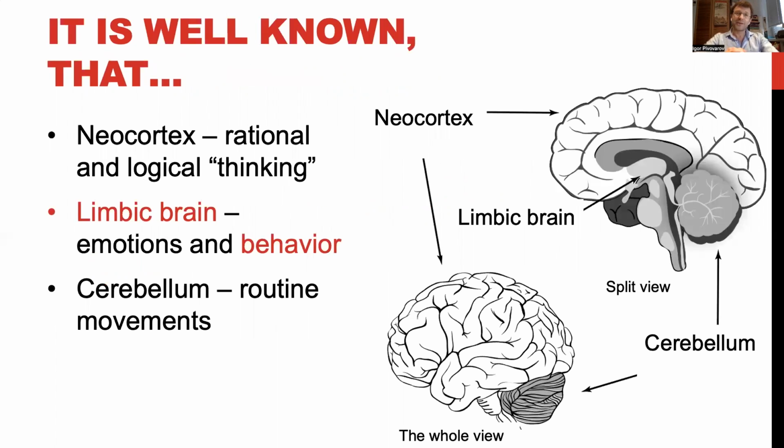It is well known that the main part of the brain responsible for rational, logical thinking is the neocortex. The neocortex is widely modeled by neural networks, which are commonly used now. But the part of the brain responsible for emotions and behavior is the limbic brain, with the basal ganglia in its center. There is also a big part of the brain called the cerebellum, which is responsible for routine movements.